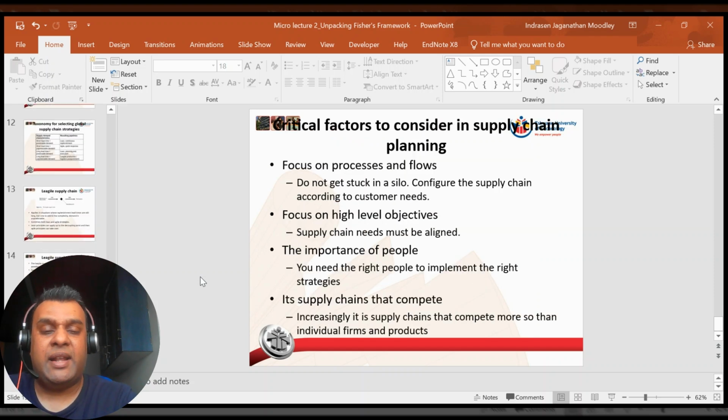So when we look at overall supply chain strategy, we must not just get stuck in a silo. Focus on the processes and the high level objectives. Leverage off the right people and the importance of people. And remember, ultimately, it is your supply chain that competes. Thank you very much.